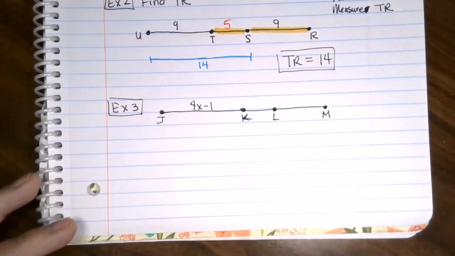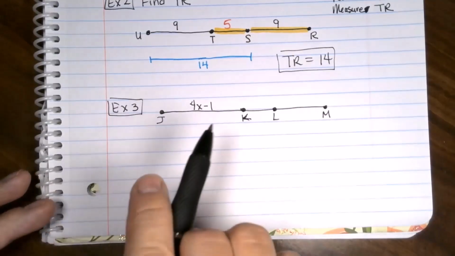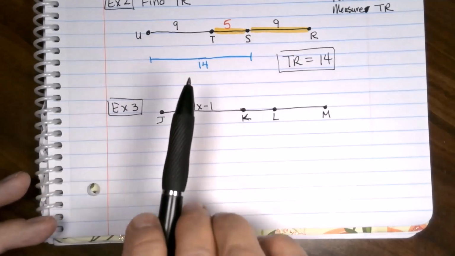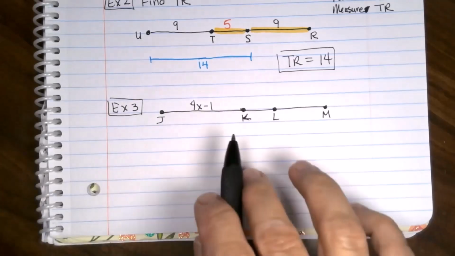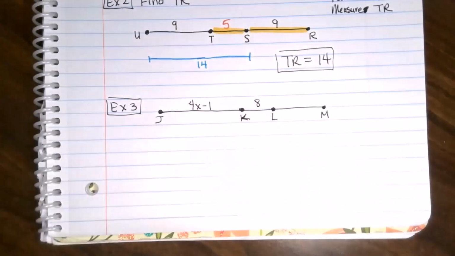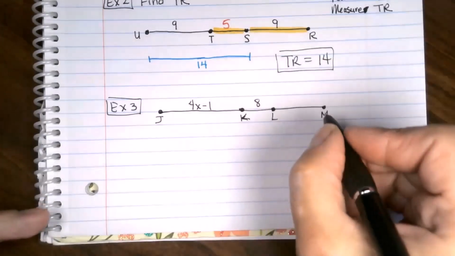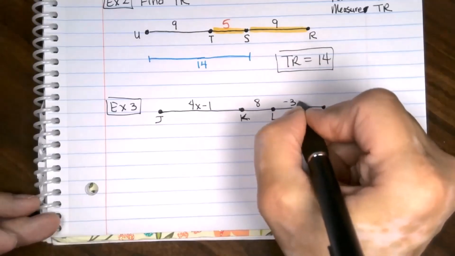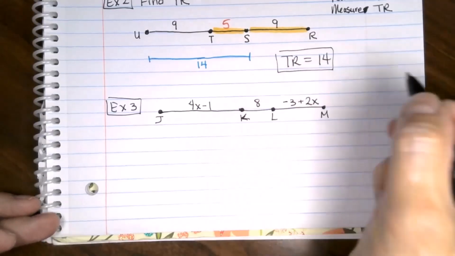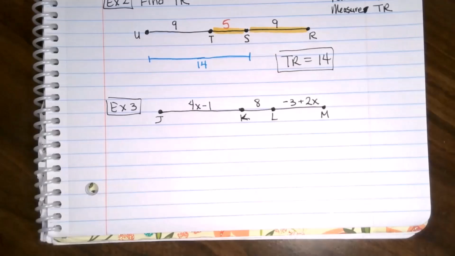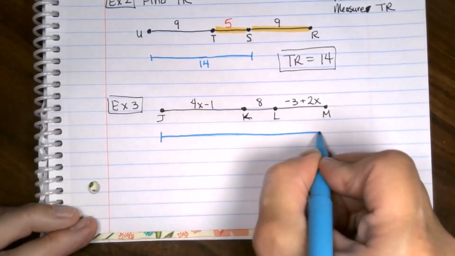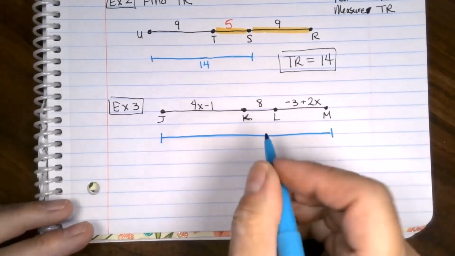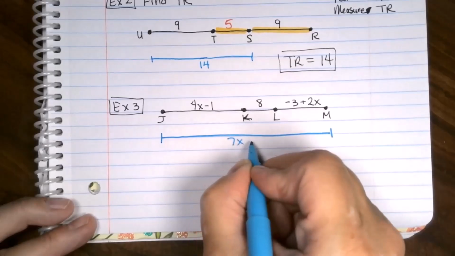Now don't get freaked out. We already know how to do this with numbers, right? So we're just going to use the same processes, but we'll be using algebra expressions too. K through L is 8. And then from L to M is negative 3 plus 2x. I don't know why we didn't just write 2x minus 3. Same thing, but okay, this is how it is. And we are given that the length of the entire thing equals 7x plus 1.